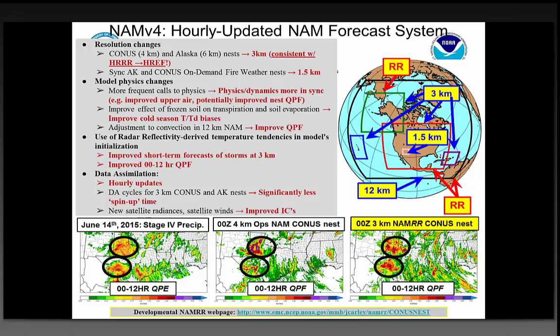Also, improvements to physics, improved data simulation. Besides the hourly updating, we'll be bringing additional data for improved initial conditions. This is just an example of the impact of doing that, very similar to what you're getting with the RAP and the HER, and the use of the initial reflectivity and impacting the initial conditions in the initial placement of convection.